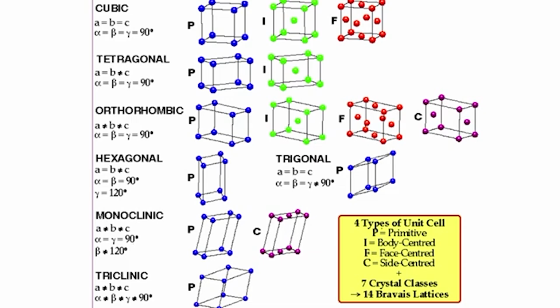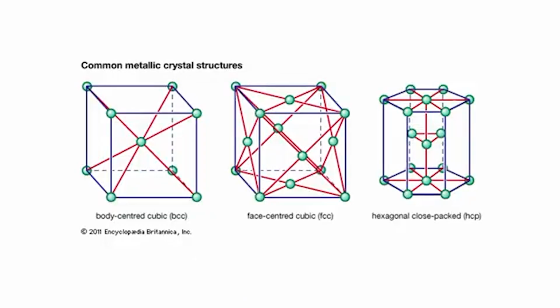So, there are 14 types of unit cell. P is called primitive, I is body centered, F is face centered, C is side centered, which are all written here with P, I, C and so on. Plus you have 7 crystal classes as said earlier, and there are 14 kinds of Bravais lattices.